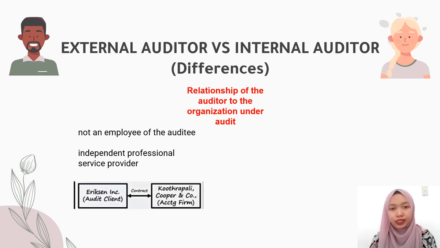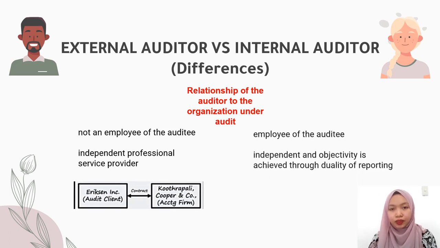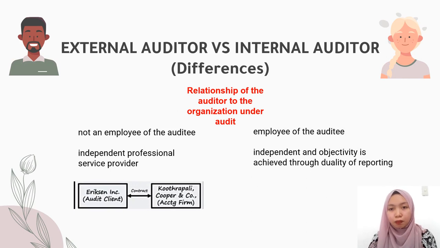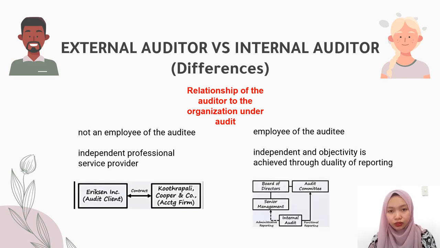For example, an organization is contracting another company. That is completely different. Now, an internal auditor is an employee of the auditee. However, although they are employees of the organization, they are required to remain objective and independent through duality of reporting. What does this mean? Though the internal auditor administratively reports to the management of an organization, they functionally report to the audit committee of the board of directors. So, independence and objectivity is still maintained in an internal auditor.